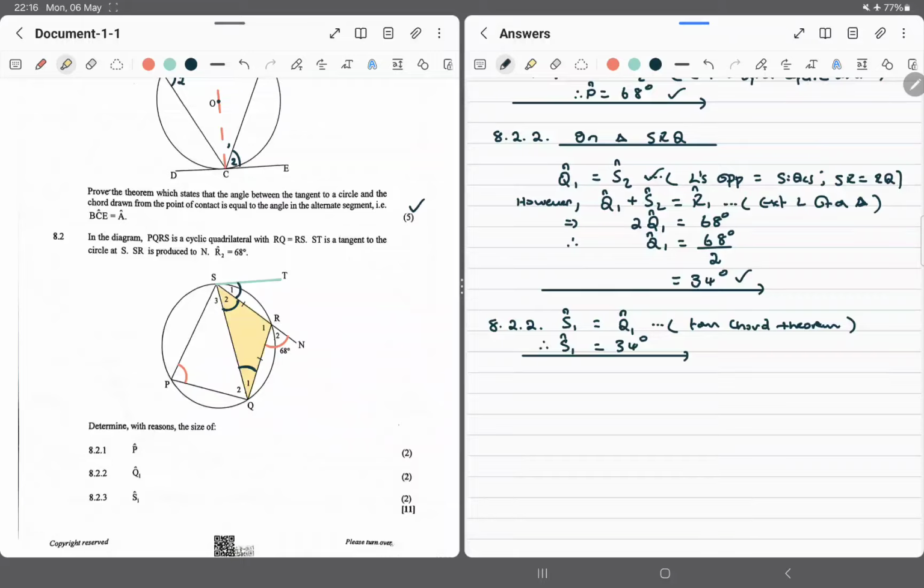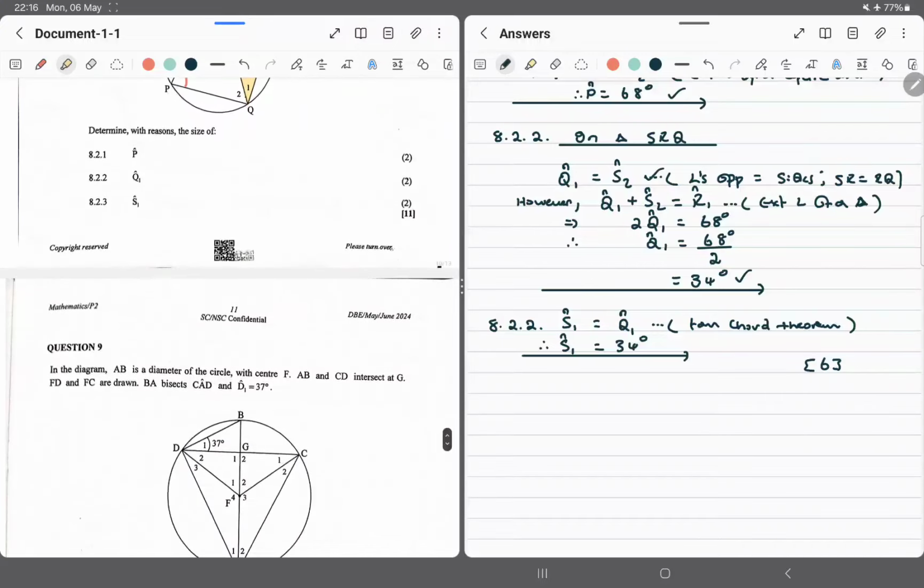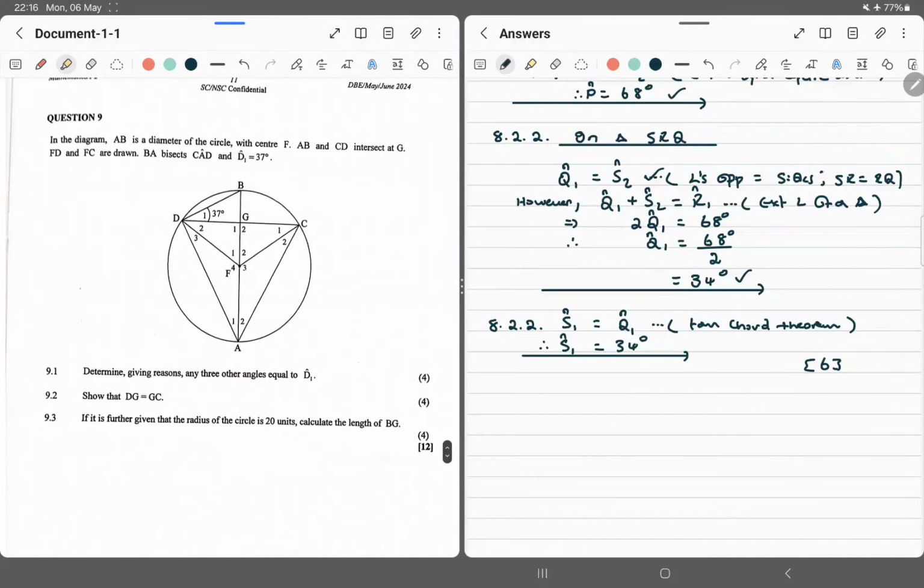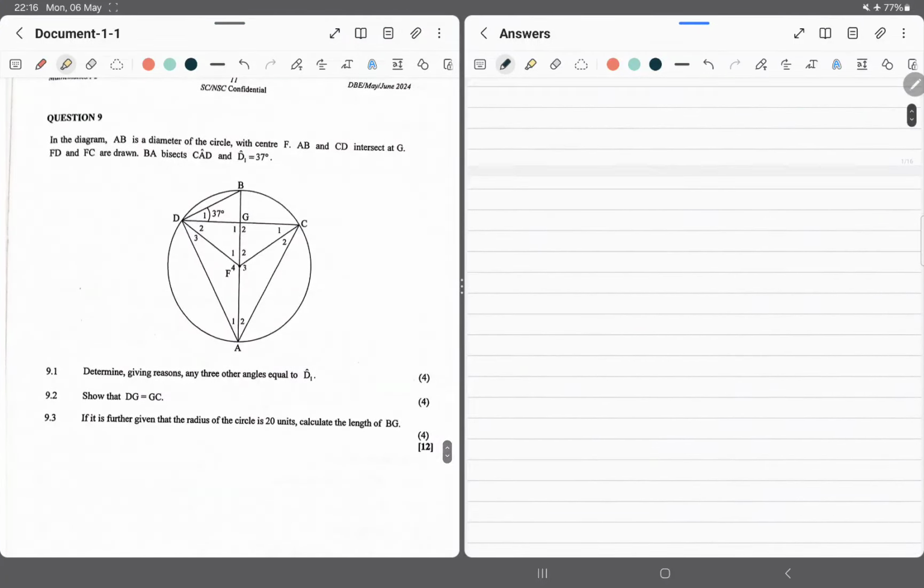All right, not a big deal. So that is it, guys. Easy. 6 marks there, because we didn't do the proof. But again, there's no way a student is not getting that mark. Okay, so let's see. What does question 9 have for us?